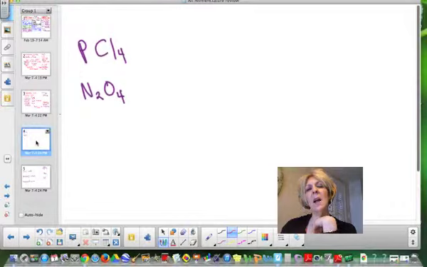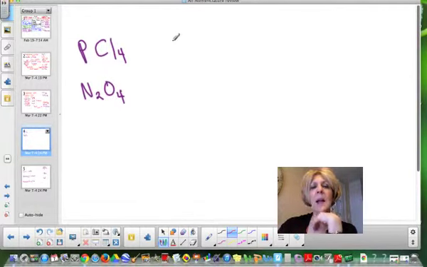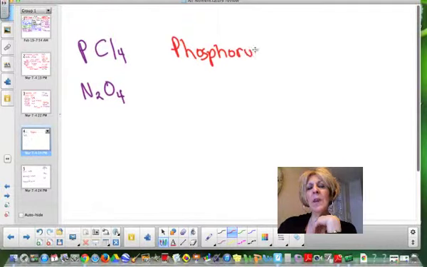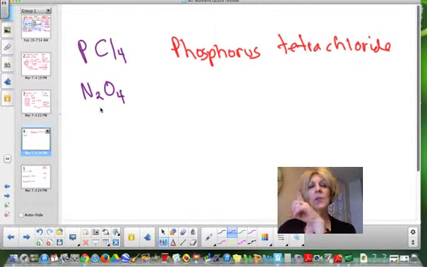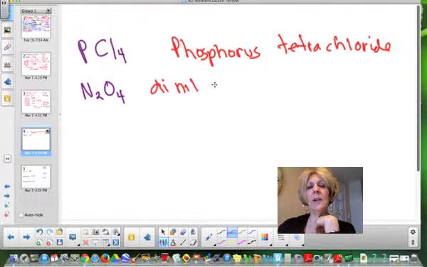All right, what do we got here? I can tell this is covalent nomenclature because I've got two nonmetals. This is easy as pie. So I just say the name of the first nonmetal there, phosphorus, and then I use my prefixes, tetrachloride, all these end in "ide." Here, if I have two of the first nonmetal, then I would use the prefix dinitrogen, and this would be tetraoxide.